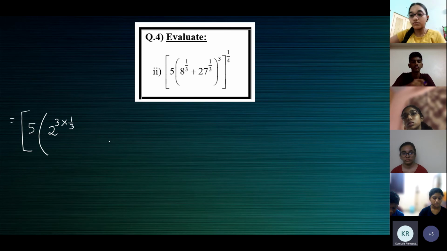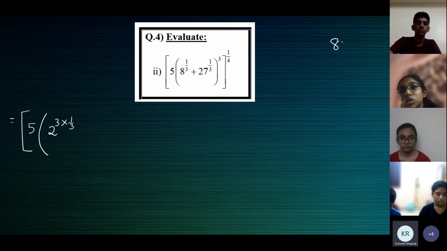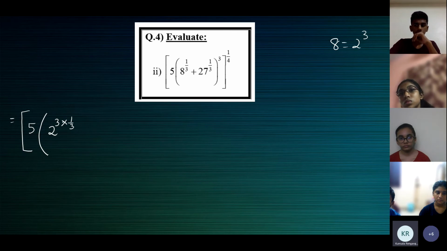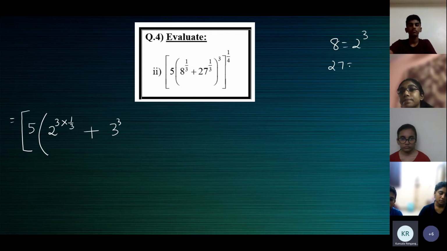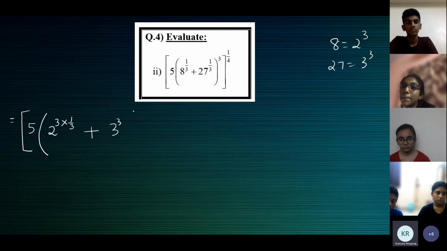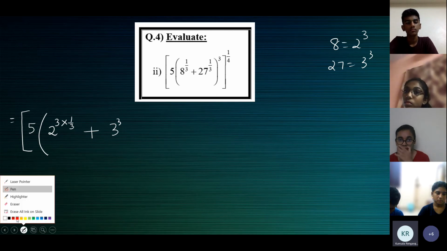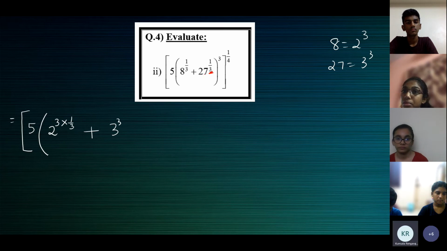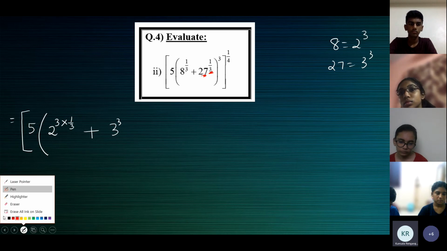Now you should understand this. 8 means 2 cubed. 2 into 2 into 2 is 8. But 8 is already raised to the power 1 by 3. So multiply the powers. When there are many powers, multiply the powers. Plus 27 is 3 cubed, because 3 into 3 into 3 is 27. But there's this 1 by 3 there. So multiply into 1 by 3.